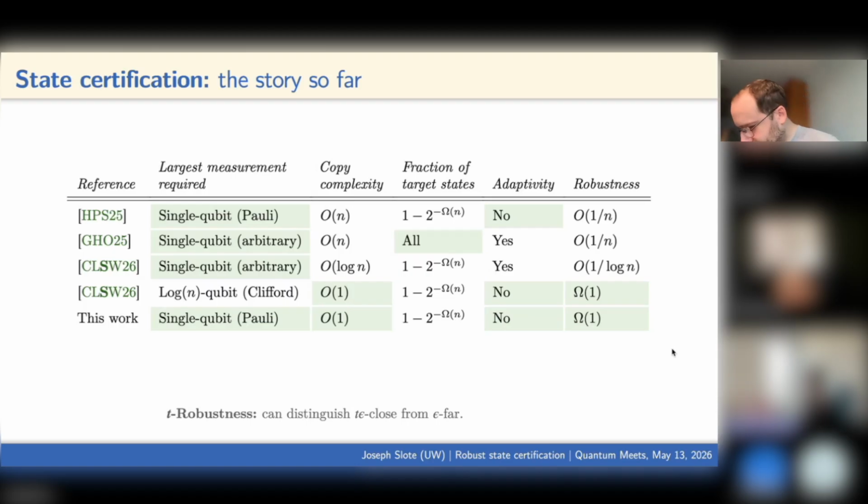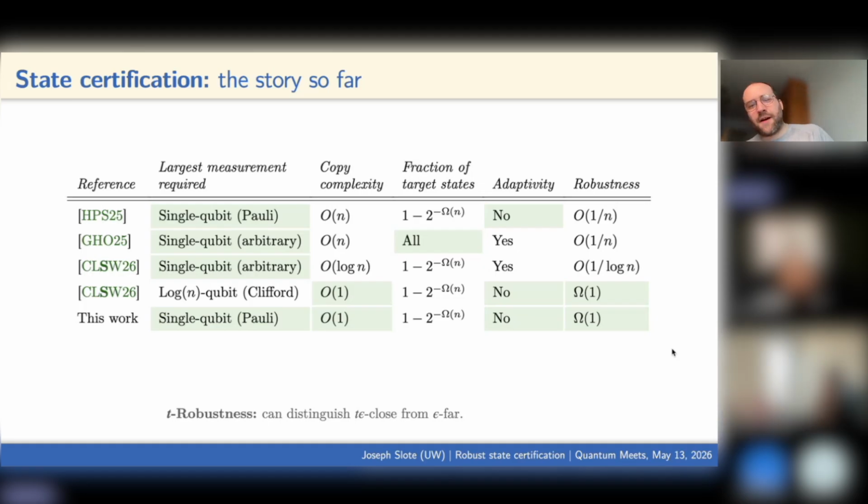Yeah, maybe I can ask two quick questions. Do I understand correctly that already your first result, the first protocol, improves drastically over the first two entries? Because you improve both on the copy complexity and on the robustness. So that's already a huge improvement. I was a bit surprised that both the copy complexity and the robustness can be improved at the same time. I thought that there would be some sort of trade-off.